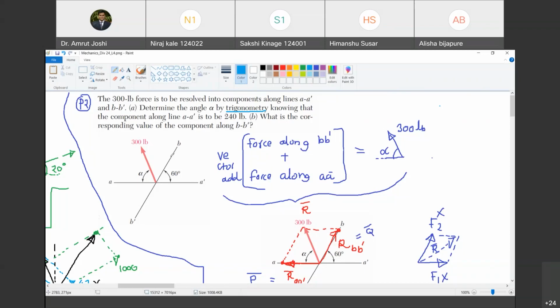Okay. So we had to do resolution of this force R along two directions which do not have an angle of 90 degree between them. And what is resolution? By definition, I should find out a force along AA dash and another force along BB dash such that the addition of these two forces turns out to be 300 pound at an angle alpha with reference to AA dash. Are you with me? Yes. So this was the context.